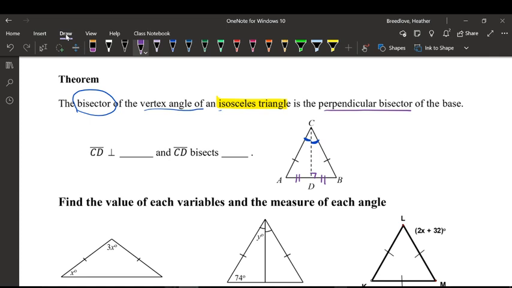So CD is perpendicular to segment AB, and CD bisects segment AB and angle C. There's only one blank there, and the blank was intended for the segment AB, but we could also say that it also bisects the angle, the vertex angle, angle C. And this is only isosceles triangles.